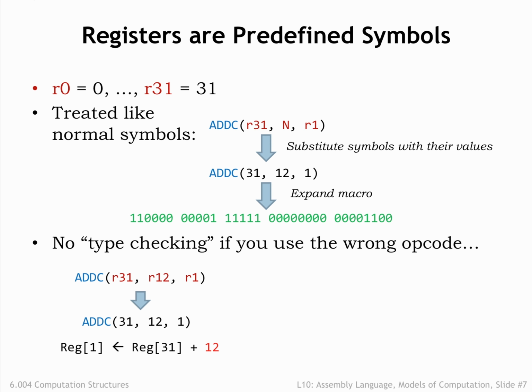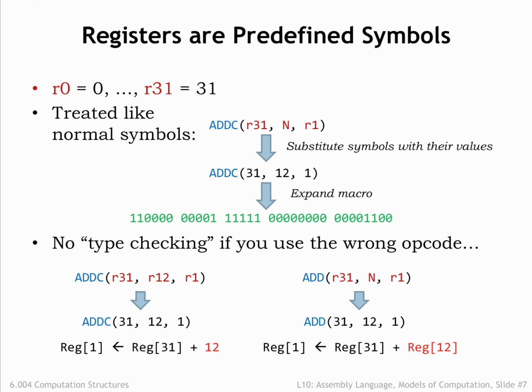So if you use a register symbol where a numeric value is expected, the value of the symbol is used as the numeric constant, probably not what the programmer intended. Similarly, if you use a symbol or expression where a register number is expected, the low-order 5 bits of the value is used as the register number. In this example, as the RB register number. Again, probably not what the programmer intended.